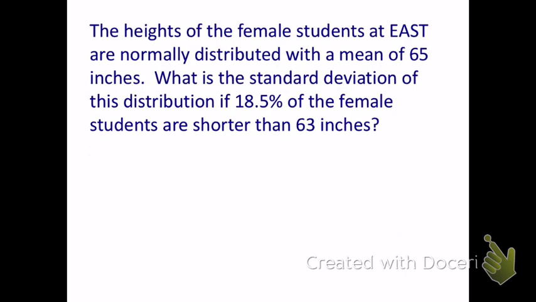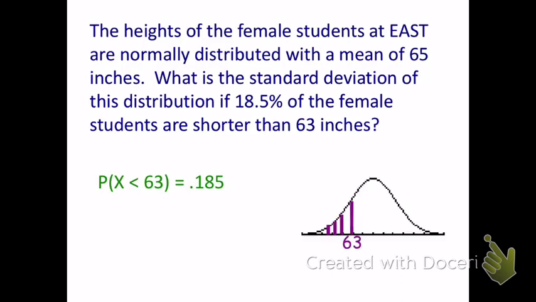Okay, the heights of the female students at East are normally distributed with a mean of 65. What is the standard deviation of this distribution if 18.5% of the female students are shorter than 63 inches? So this is an example where you have to use the long way. Okay? So it tells me that when your x value is 63, your probability is 0.185. So here's a nice little picture.